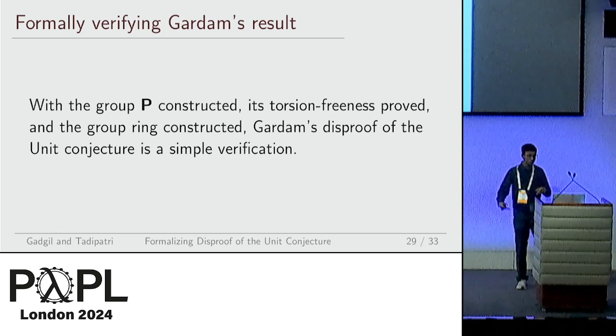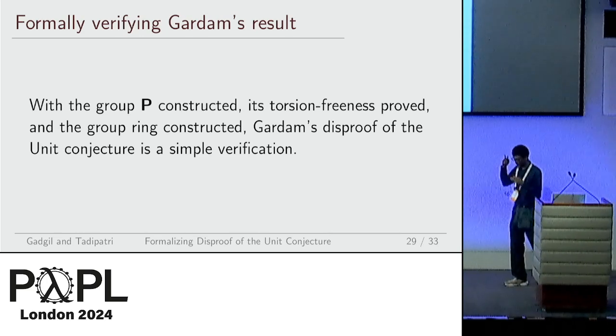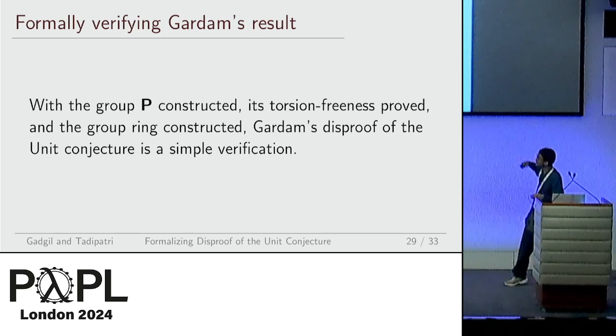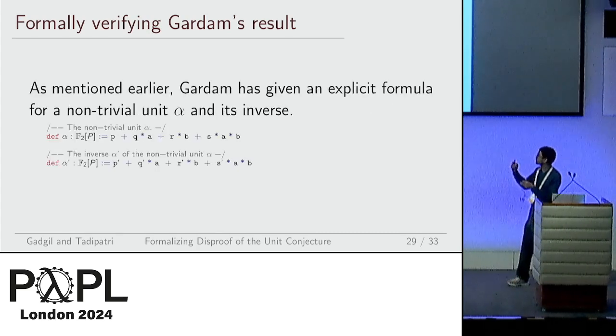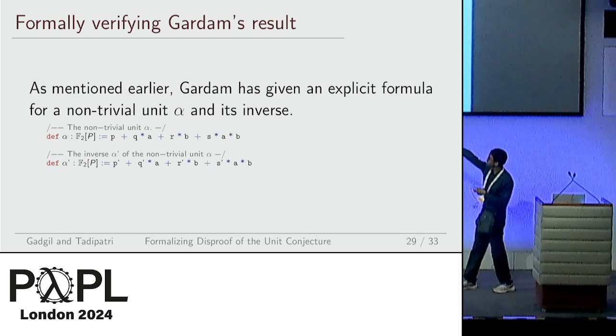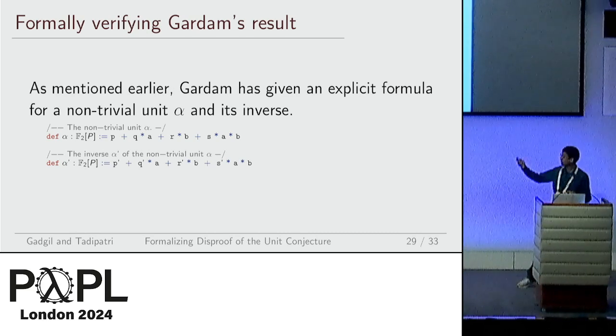Now we've covered most of the components. We know that we've constructed the group P, we proved that it's torsion-free, and we've established the machinery for group rings. So verifying Gardam's result is a trivial computation now. So here are the two units from Gardam's paper. They're defined in terms of polynomials P, Q, R, and S.